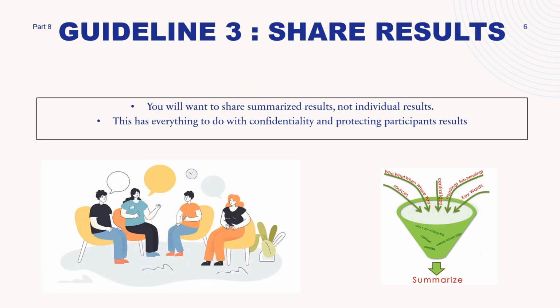Guideline 3 is about sharing your results. It is important to share summarized results of the study. 1, because individualized results aren't as helpful as a group supporting or denying original hypotheses. 2, it's important to protect the identity and rights of the participants. And 3, putting data into groups is easier than sorting it all individually.